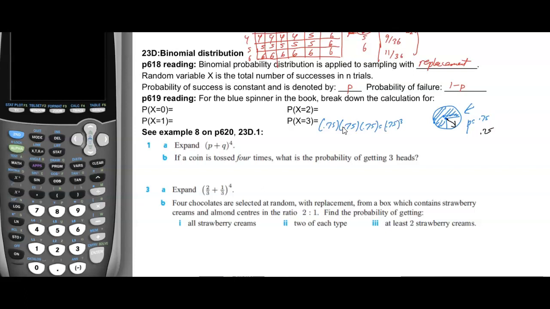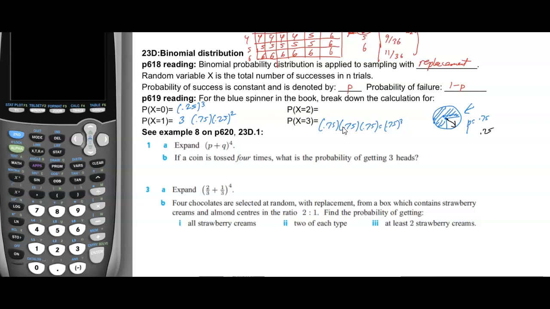What about 3 white spins? That's also pretty easy. You would do 0.25, which is the opposite of 0.75, also multiplied 3 times. What about the probability to get 1 blue spin? The probability to get 1 blue spin would basically be 0.75 for the 1 time you got blue, 0.25 squared for the 2 times that you got white. And remember, there's 3 different ways that can happen, right? You could get blue, white, white, or white, blue, white, or white, white, blue.